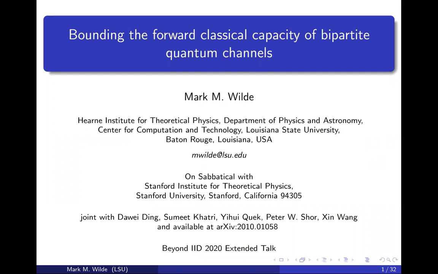So yes, this is work that we did probably over the span of 2 years roughly. And our original goal was to bound the classical capacity of a quantum channel assisted by classical feedback. But in the process of doing this project, we found other things of interest, and that's related to bipartite channels. And so I'm going to tell you about that also.